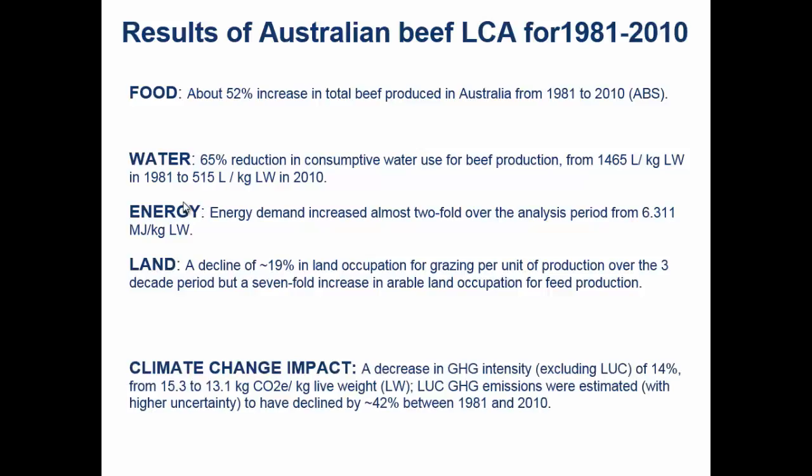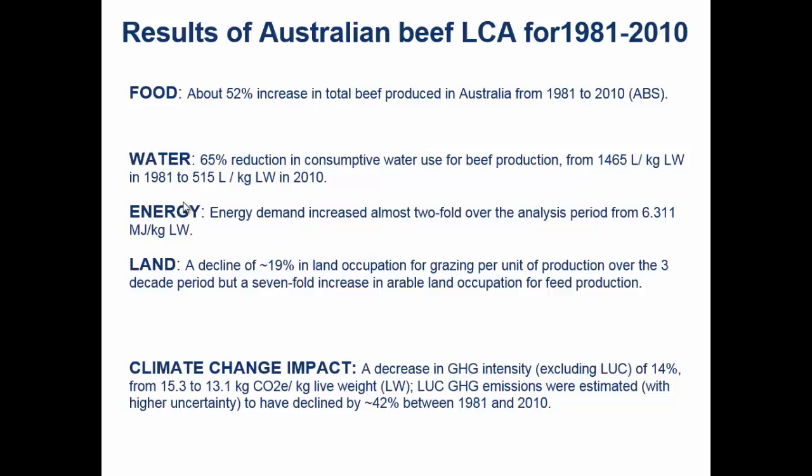And I'll add that the climate change impact decreased as well. It decreased by about 14% for the animal production side, so that's excluding land use change, and there was about a 42% decrease in the land use change contribution. And climate change is important. The impact of greenhouse gases needs to be quantified because that's the sort of information that is being presented to consumers. We can only understand what those numbers mean if we put them in the context of the industry.